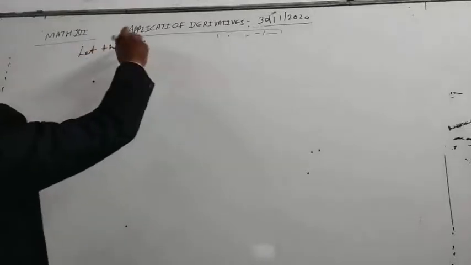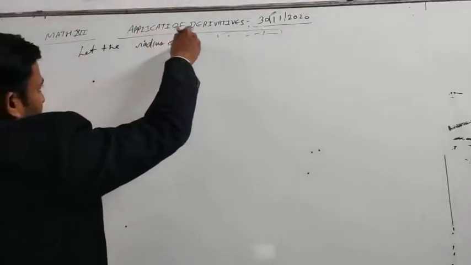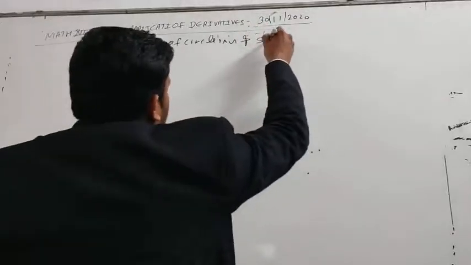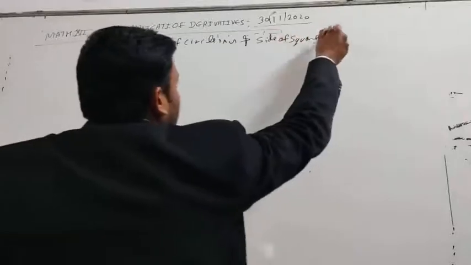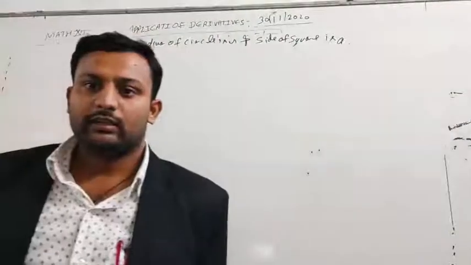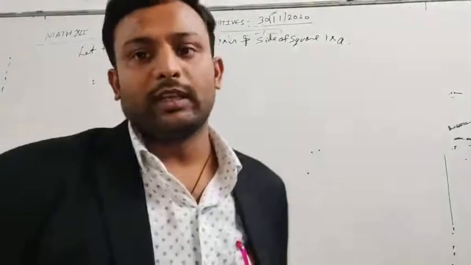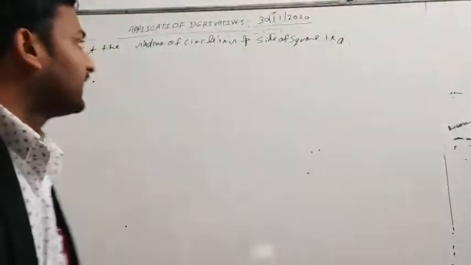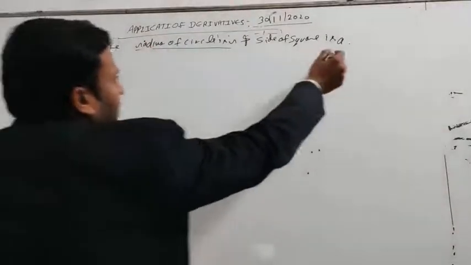the radius of the circle be r and the side of the square be a. Okay, in this question we are given that the sum of the perimeter of a circle and a square is equal to a constant. So we have taken the radius of the circle as r and the side of the square as a.